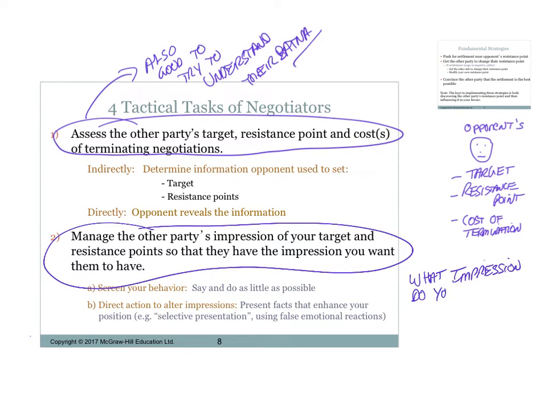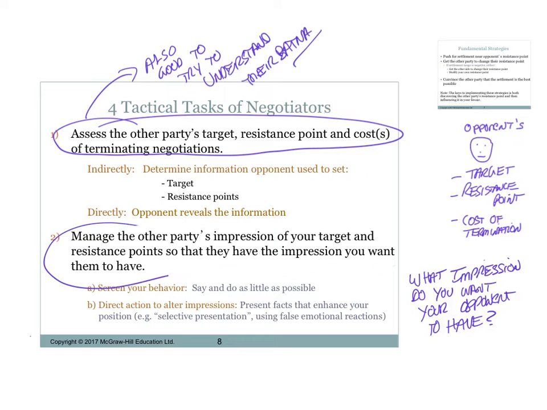So one of the ways you can do this is by screening your behavior. So you're saying and doing as little as possible. Sometimes this might look like poker face where you don't show any expression. Sometimes it's simply masking emotional responses and so on to not leave any kind of clues for your opponent to take advantage of. The second thing you can do is almost the opposite of screening your behavior, and that's manipulating your behavior. In other words, you can present your facts or things you want to say in a way that enhance your position. This is sometimes referred to as selective presentation. In other words, you present what you feel will help you with the negotiation. You don't have to present every fact completely all the time.